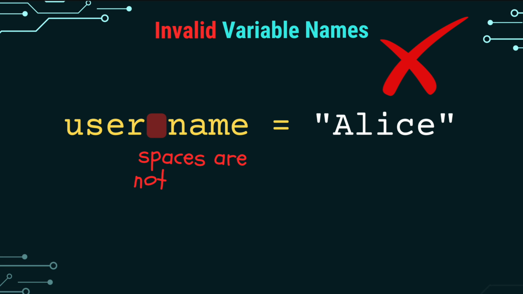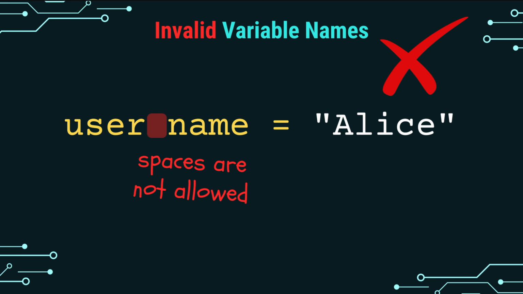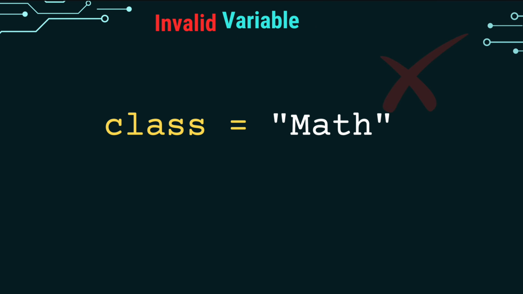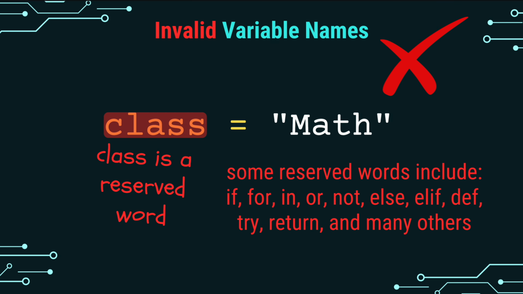Similarly, spaces are not allowed. If you try to name a variable user name with a space, Python will see user as one variable and name as another, leading to a syntax error. To separate words, you should use an underscore, like user_name. Finally, you cannot use Python reserved words or keywords as variable names. Words like class, if, for, def, and return have special meanings in the language syntax. Using them for variables will confuse the interpreter.